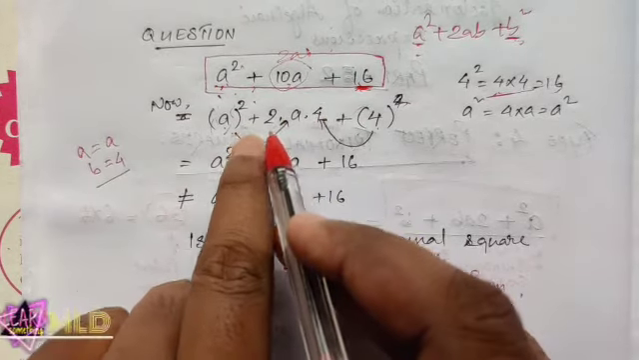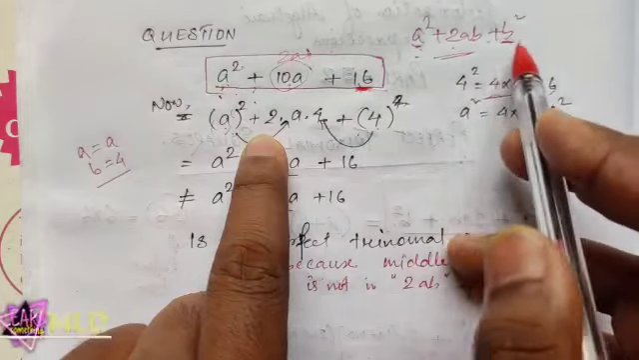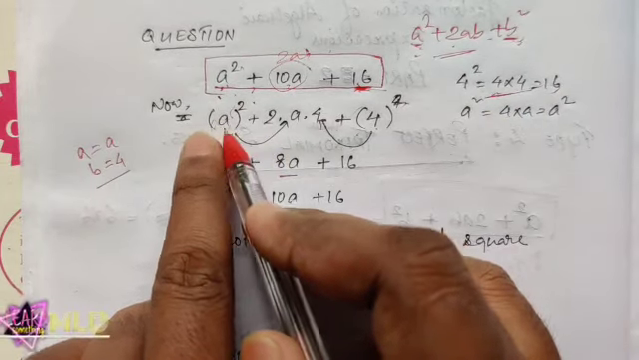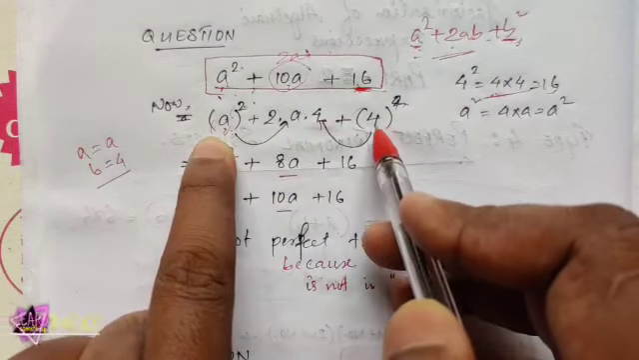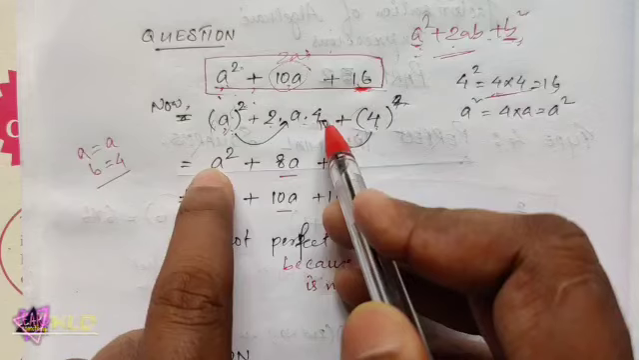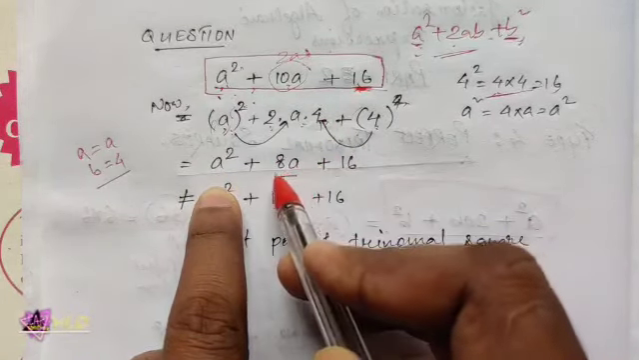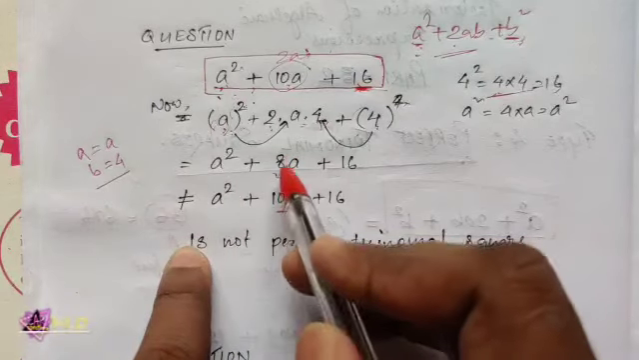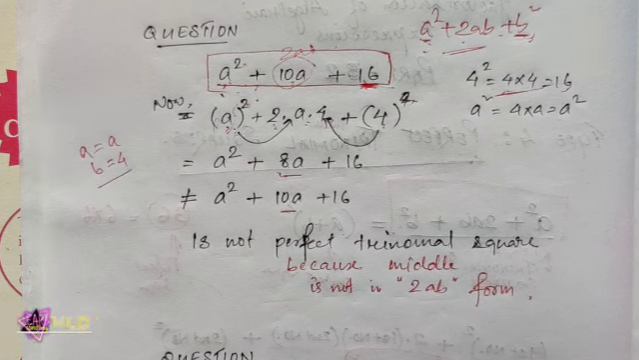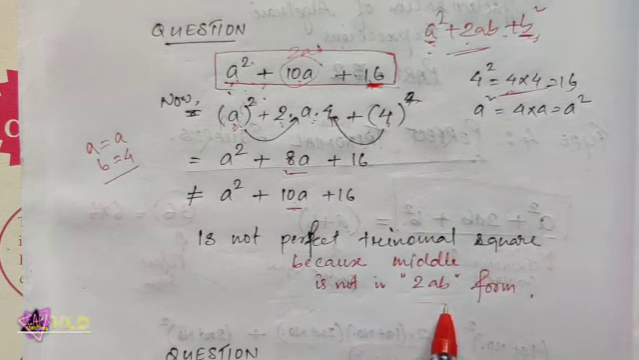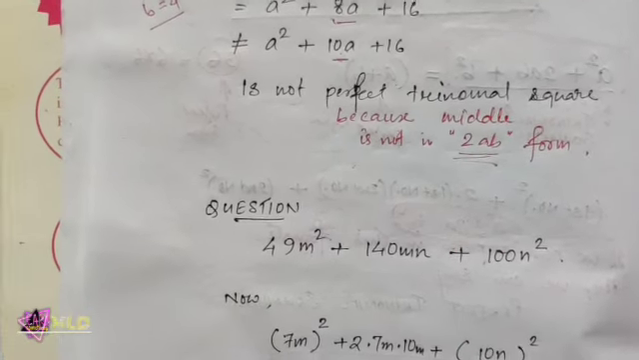Now the middle term. You know it should be 2 multiplied by the first and second term. Here the first term is inside the bracket, don't take the square. a is the first term and 4 is the second term. So 2 into first term into second term. Now 2 into a into 4 gives 8a, but we have 10a here, which is not matching with the given expression. That means this is also not a perfect trinomial square. Why? Because the middle term is not in the form twice ab. Clear?